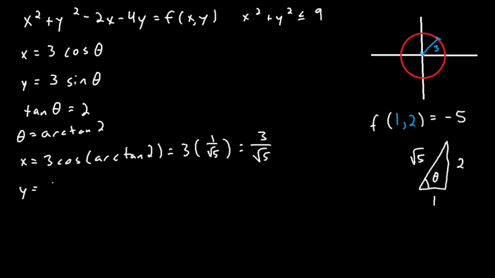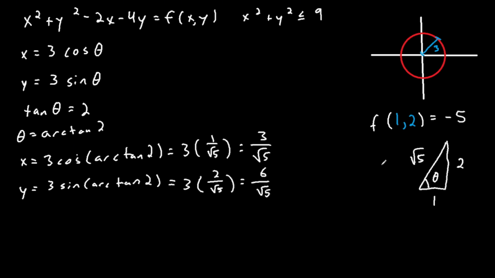Let's figure out our y value. So our y value is sine of arctan 2. Let's do the same thing. We just find the sine of this angle here. The sine of this angle is 2 over square root of 5, which is simply equal to 6 over square root of 5.